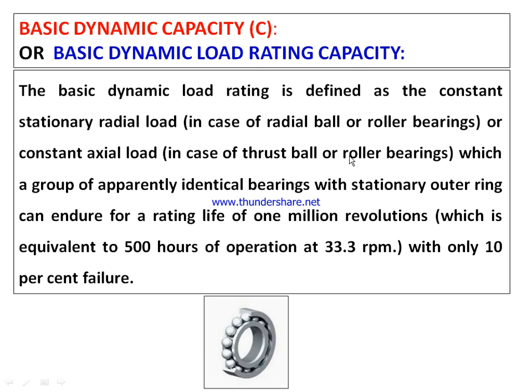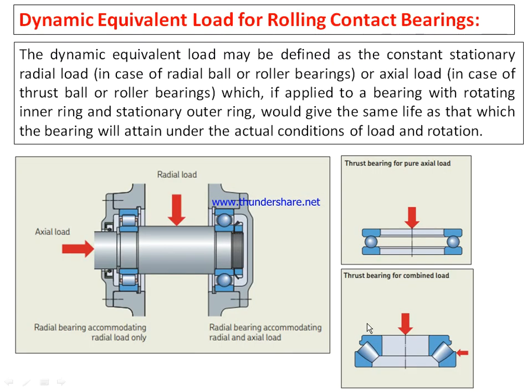And if 100 bearings are chosen, and out of the 100 bearings, 90 bearings will operate at a speed of 33.3 rpm for 500 hours. It is just an example. And 10% of the bearings will not reach 1 million revolutions. Before they reach this rating, they fail. That is the basic dynamic load rating capacity of the rolling element bearing.